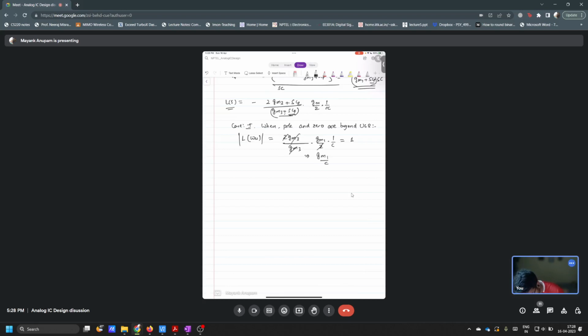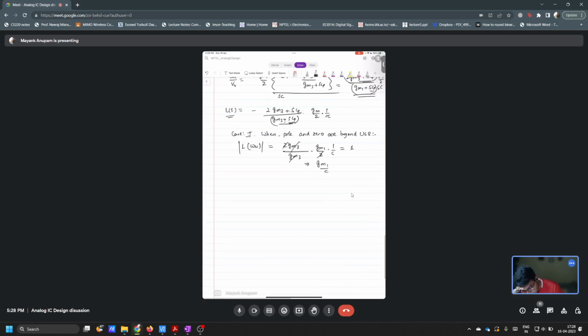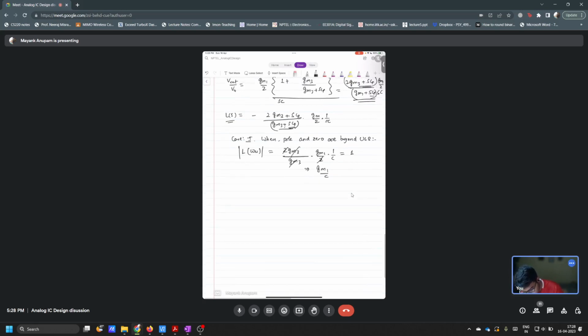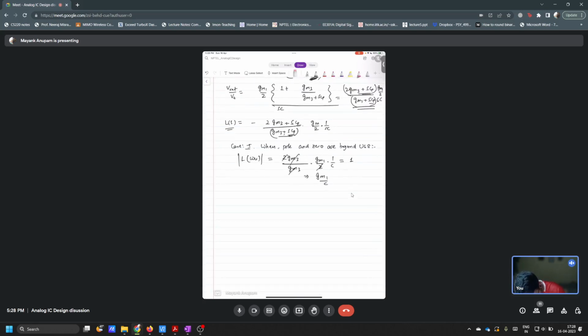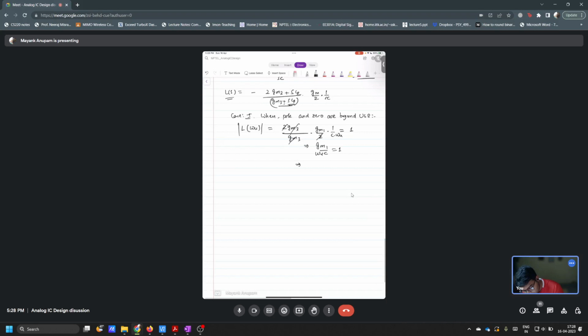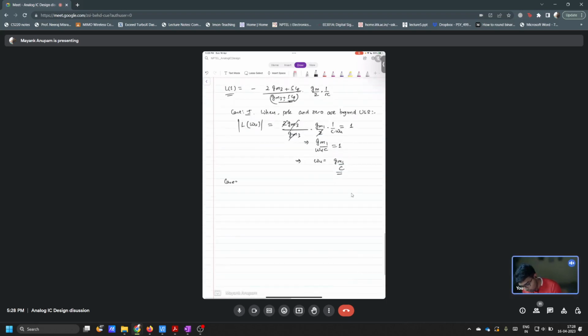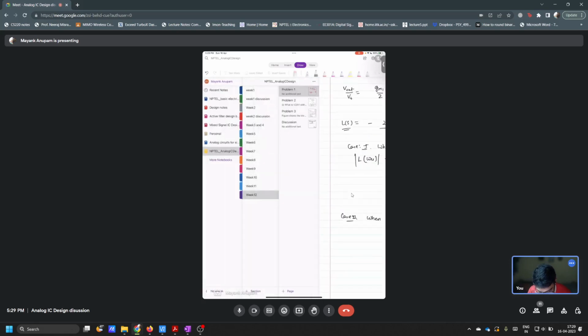Oh, sorry, I have made a mistake here. This is actually omega u here. It's equal to 1, so omega u has to be gm1 by c. Fine. And then comes case 2, when the pole and zero are inside UGB. You do it yourself, okay? Fine. So there is no doubt in this one.